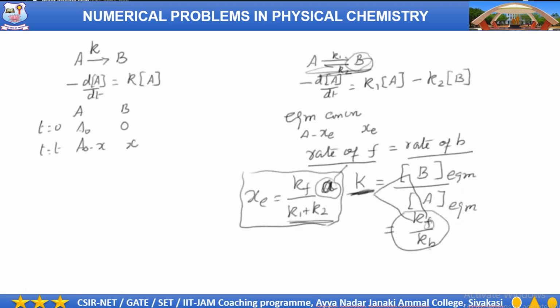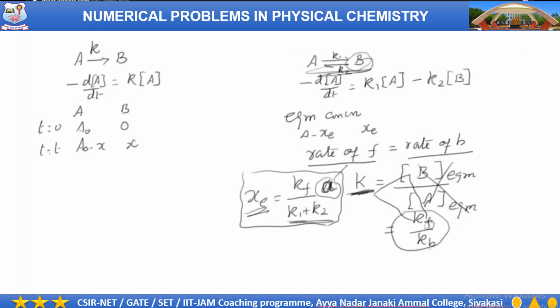And here we are going to calculate the equilibrium, therefore they won't give this one. And K is given, KF is given, you can calculate KB. Therefore, knowing K1 and K2, KF and A, you can calculate X. This is a somewhat higher level problem. This is the problem asked in the JAM examination.